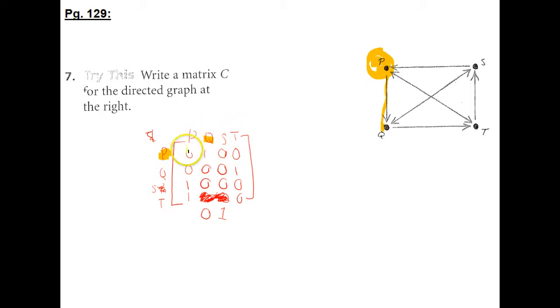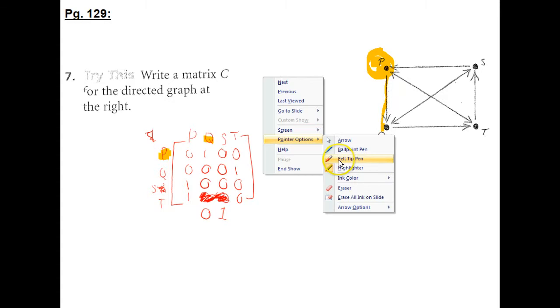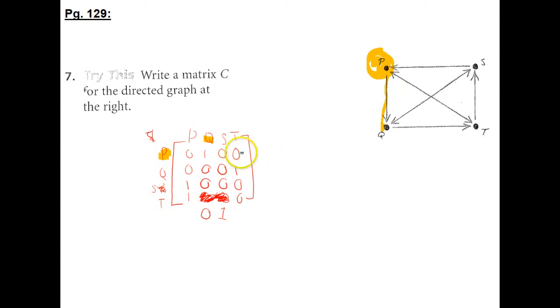So from P to P, you should have a 0. P to Q should be a 1. P to S is a 0. And P to T is a 0. Is that right? No? What are we messed up on there? P to T. Emily, what do you got? P to T is a 1? Okay, so this right here should be a 1.